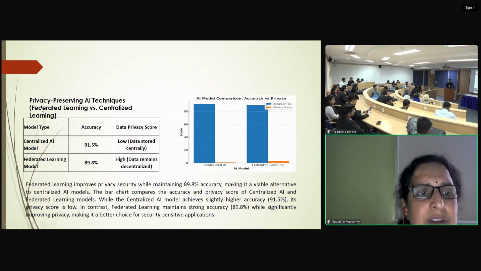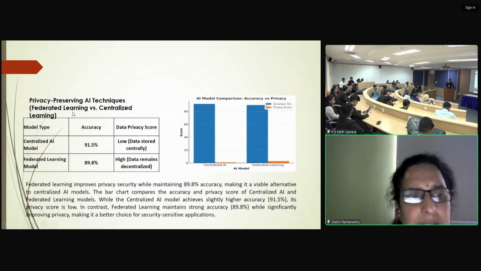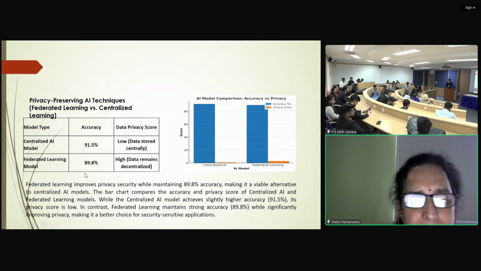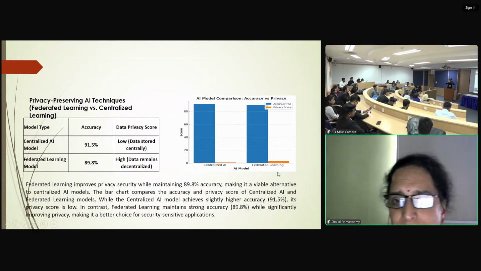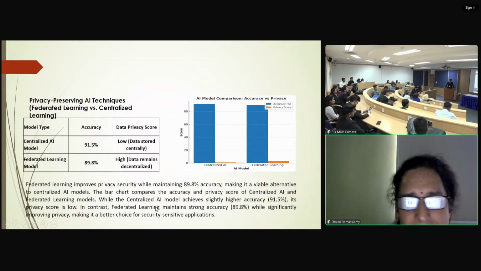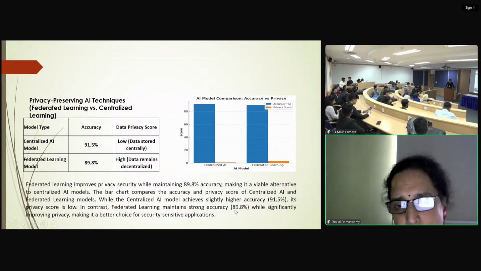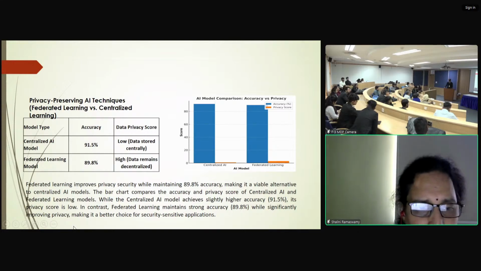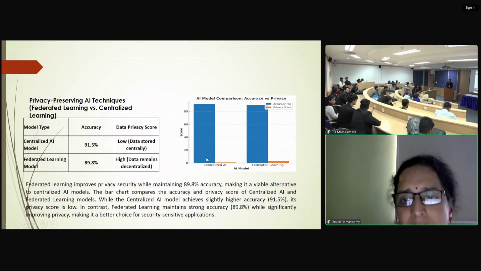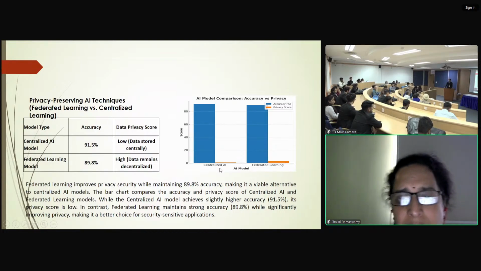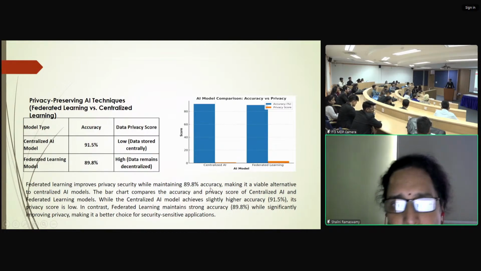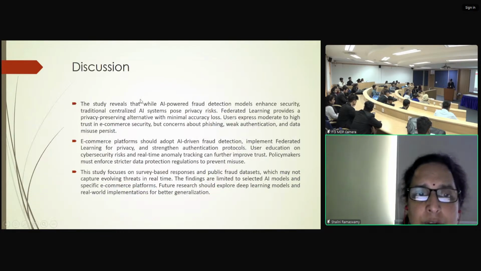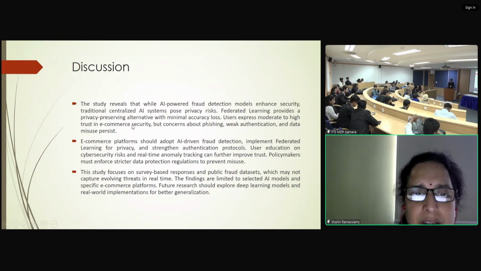And the next one is with respect to the privacy preserving AI techniques, for which I use the centralized and the decentralized, that is federated learning. And in this, we can see federated learning compared to the centralized one. Federated learning shows a strong accuracy of 89.8%. Sorry. Well, when we look at improving privacy, the federated learning is better than the centralized one, which is highlighted in yellow color that you can see. So when we look at the findings.